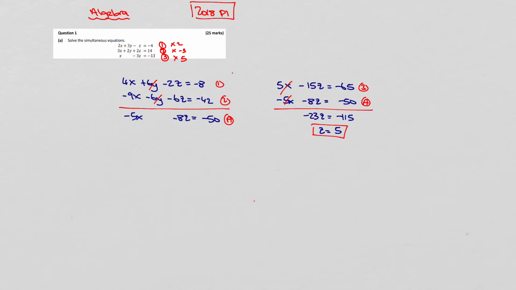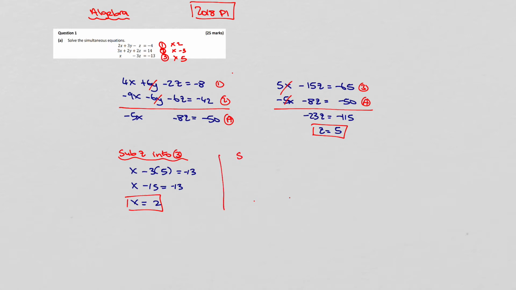So we're going to now work backwards. We're going to sub z either into 3 or A. So I'm going to sub it into 3. And if I sub it into equation 3, we have x minus 3 times 5 equals minus 13. So x minus 15 equals minus 13. And therefore x equals 15 minus 13, which is 2. So now we have our second variable.